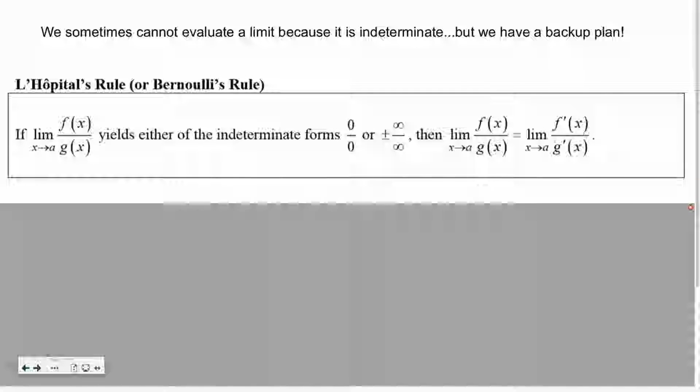L'Hopital is how you say his name, was a French guy. He came up with a rule for when we have indeterminate limits, specifically 0 over 0 or infinity over infinity. Write it down, then we'll chat.